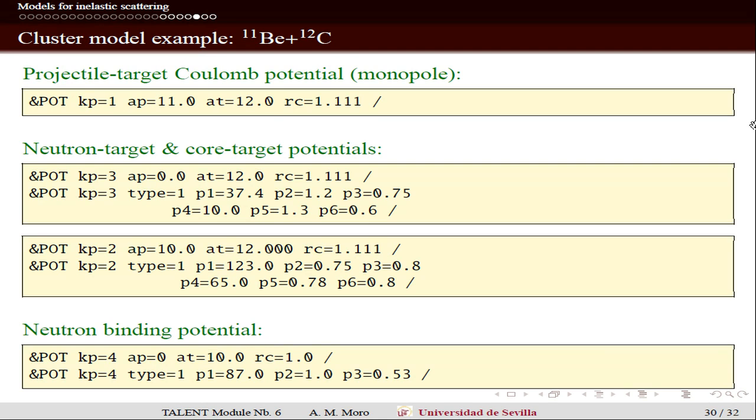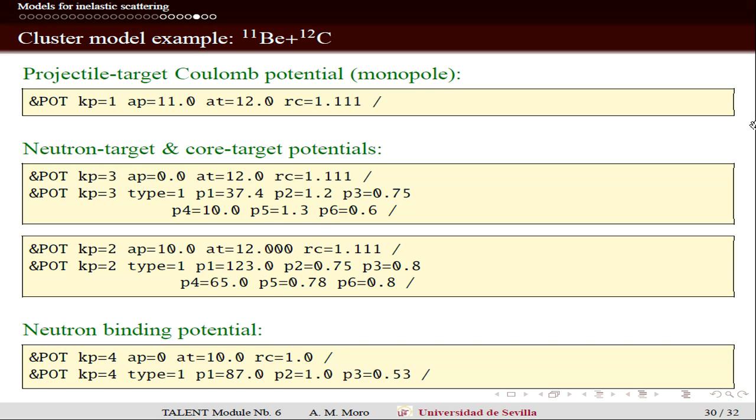So this is just the central, the monopole Coulomb interaction. Then we need 2 additional potentials, the neutron target and beryllium-10 target, and these are these 2 potentials. Using the same namelist style, we have defined 2 potentials, and I have to identify them with different Kp numbers because they will be referred to later on. So if this is Kp equal 1, this could be 3, or 2, or 5, or whatever. We just have to make sure that we use different numbers for different potentials.